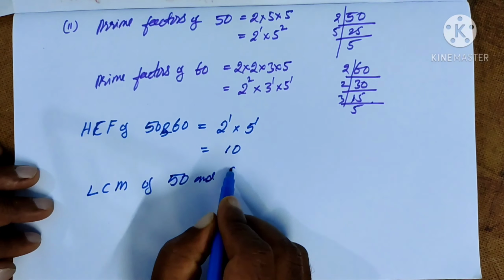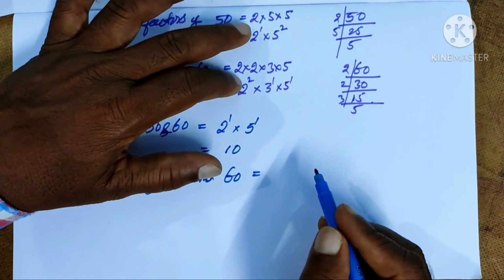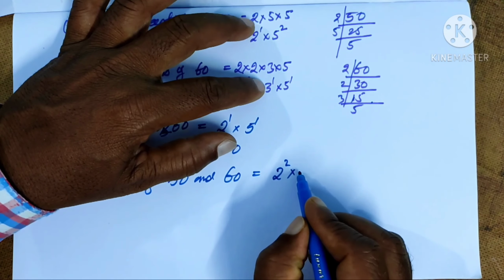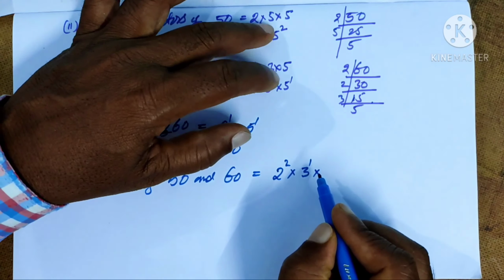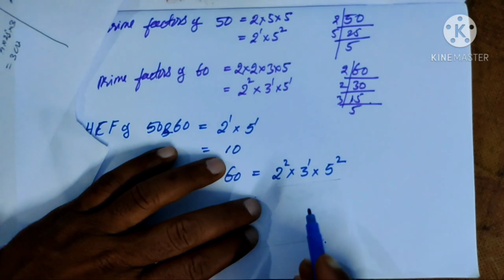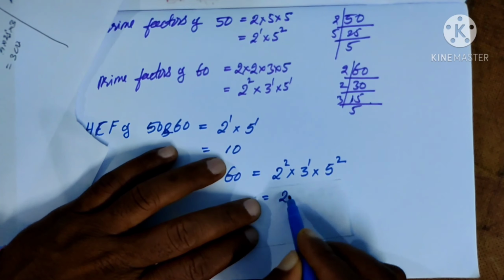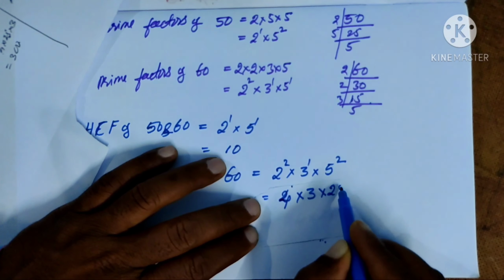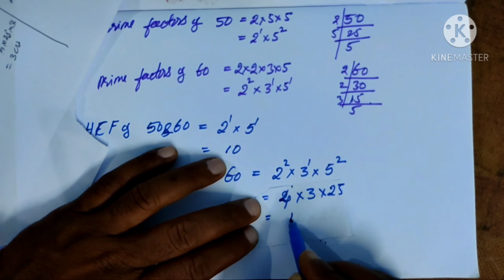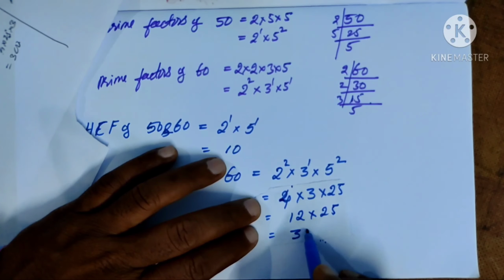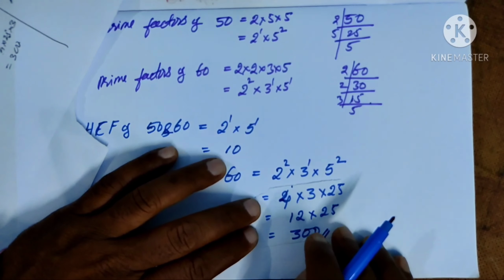Now LCM of 50 and 60. Take 2 to the power of 2 and 3 to the power of 1, and 5 is a common factor, so 5 to the power of 2. Now 2 to the power of 2 is equal to 4, 3 to the power of 1 is equal to 3, and 5 to the power of 2 is equal to 25. So 4 3s are 12 into 25. Now what is 12 into 25? It is nothing but 300. So 300 is the LCM of 50 and 60.